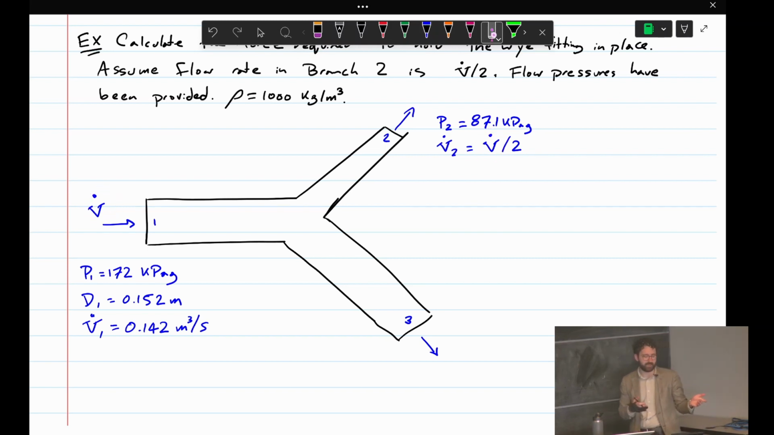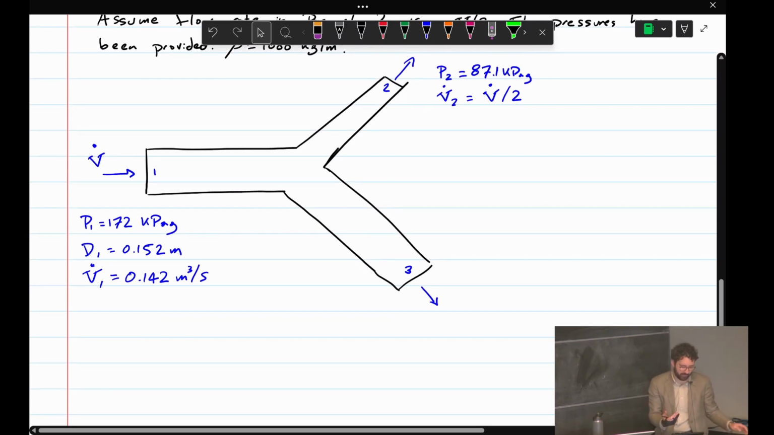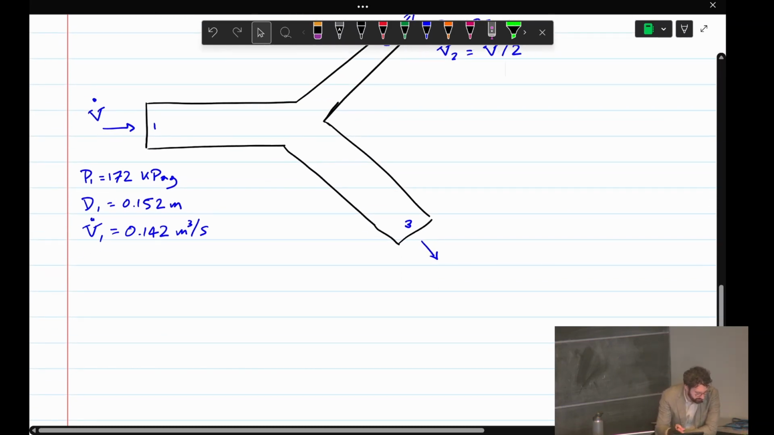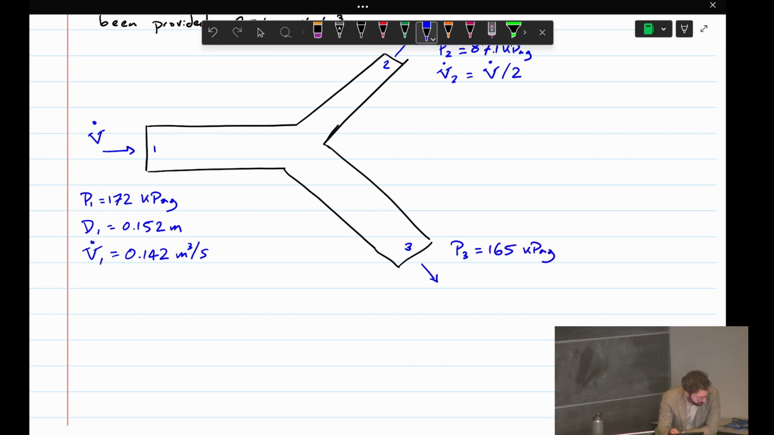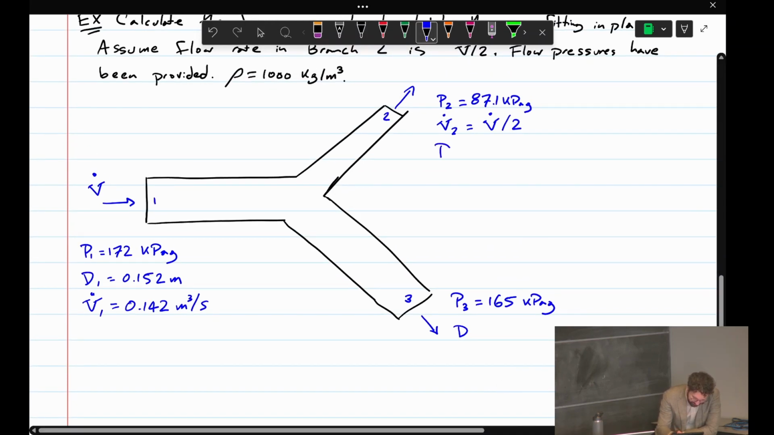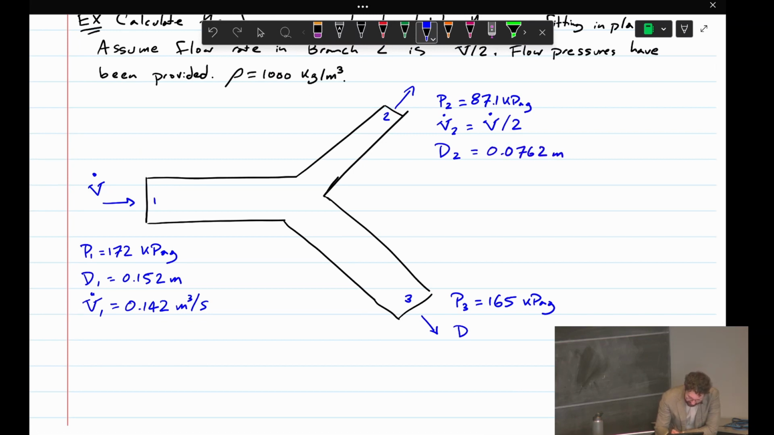So this Y fitting splits the flow rate in half. That's not always the case for a Y fitting. And in the real world, it probably wouldn't be the case for this, seeing as the branches will have different diameters. But this is an assumption, or something you're told about the problem. There might be cases in the real world where an unequal branch fitting like this would split the flow equally. So at 3, we're given P3 is 165 kilopascals. Sorry, D2, I forgot to give you: 0.0762 meters.